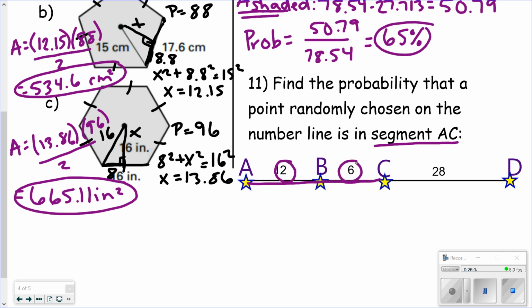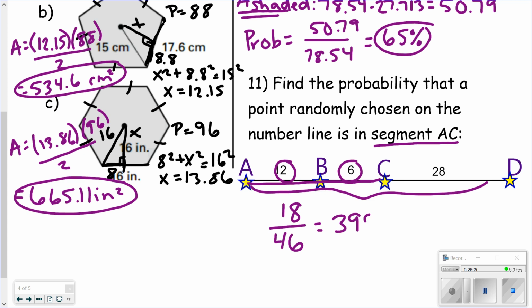Divided by the entire segment, well, this is the entire segment. So 12 plus 6 plus 28, that is 46. When you plug this into your calculator, you get approximately 39%. So 39% is our probability.